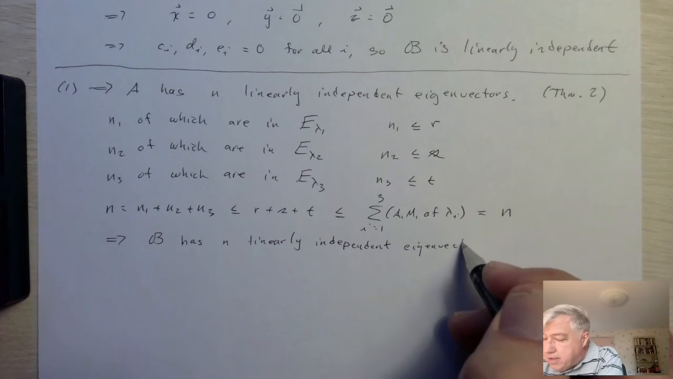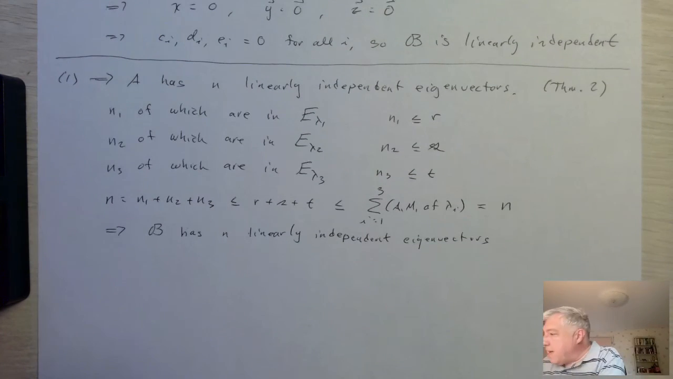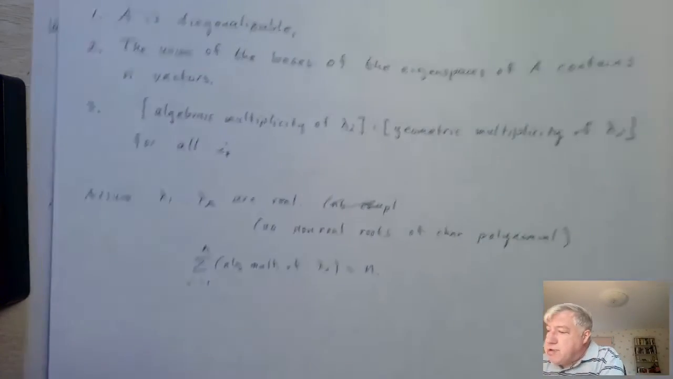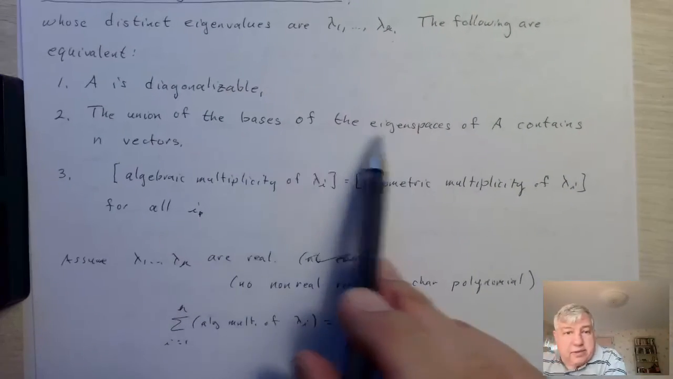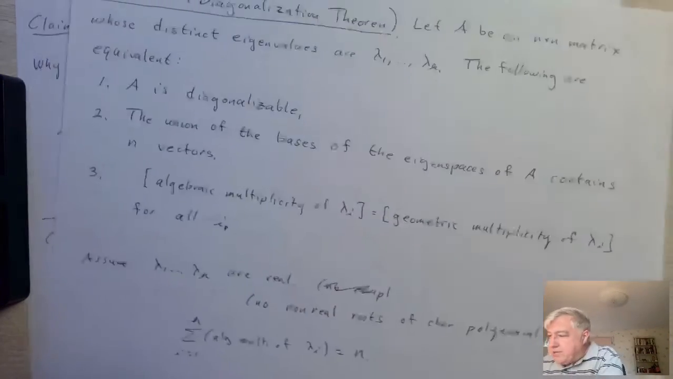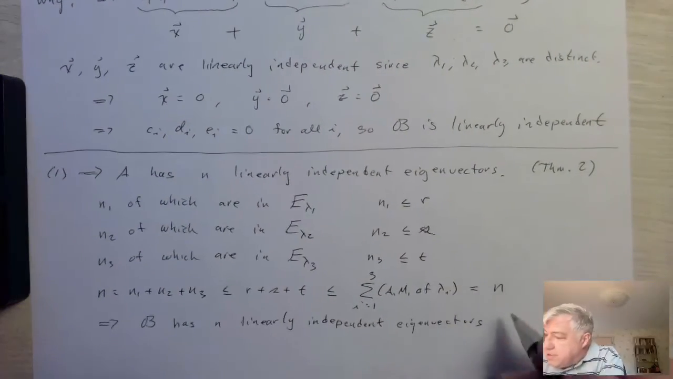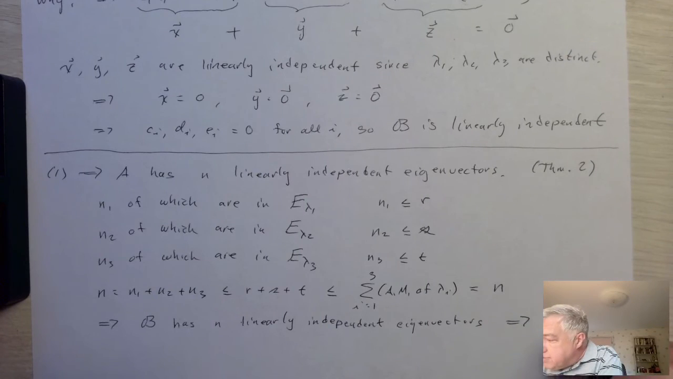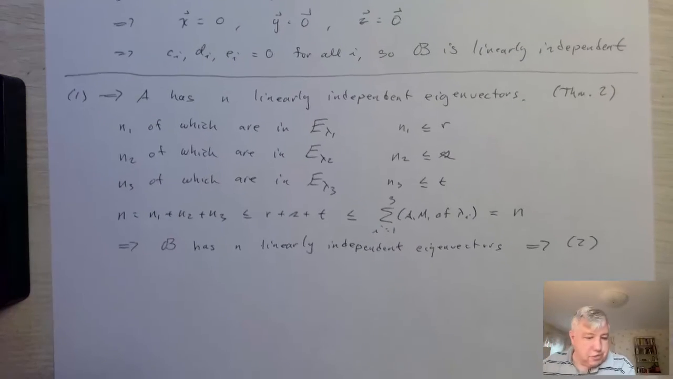But actually, what we really wanted to show is statement 2. That's the union of all the bases, which is beta in this case, and it contains n vectors. So this proves 2. So 1 implies 2.